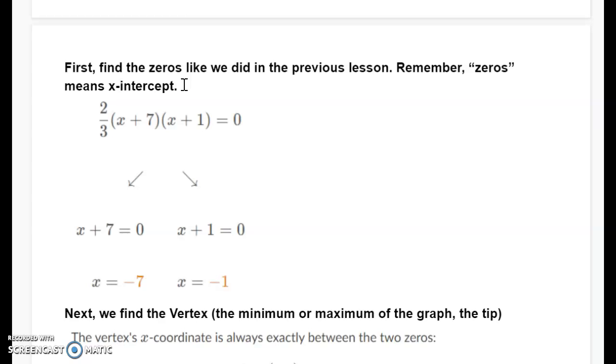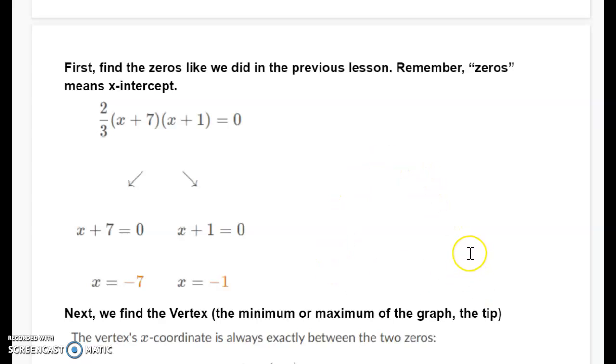So we already have 2 points so far, and we need to find the vertex, which is the point of the graph. So quadratic functions look like this, kind of like a U shape. Okay, so the vertex is this part right here. When it comes down, it's this bottom part, or if they're going up in this manner, it's this top part. So basically it's the tip.